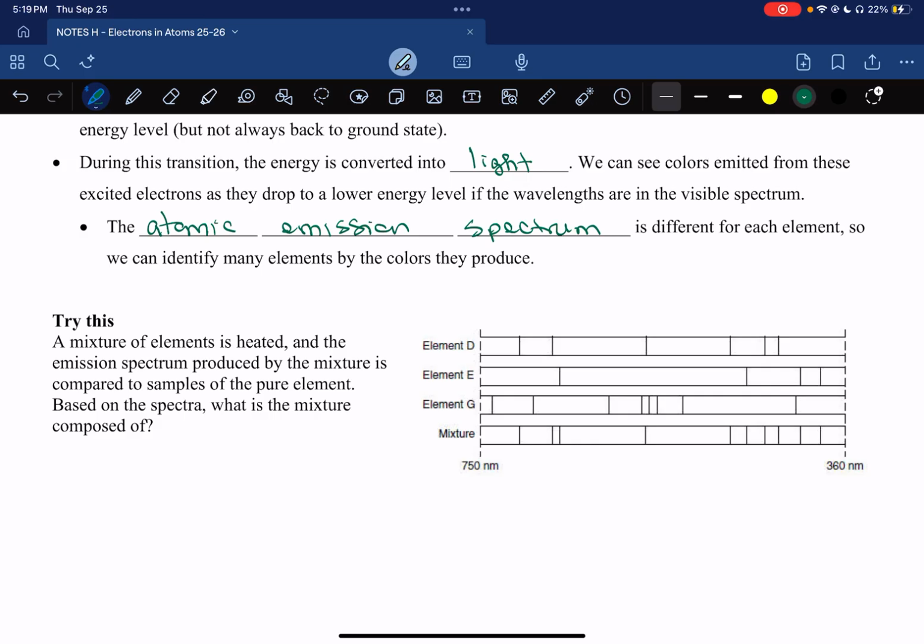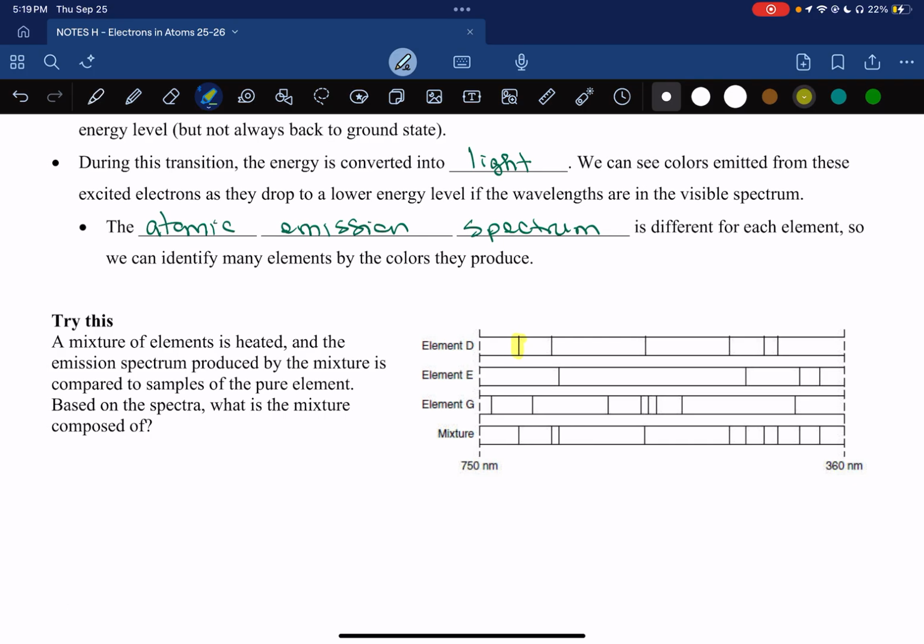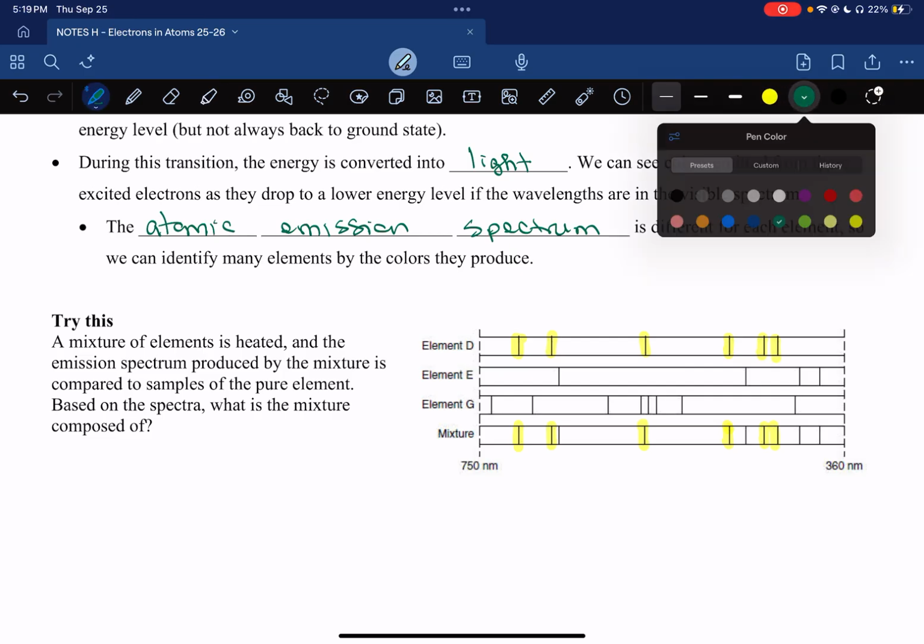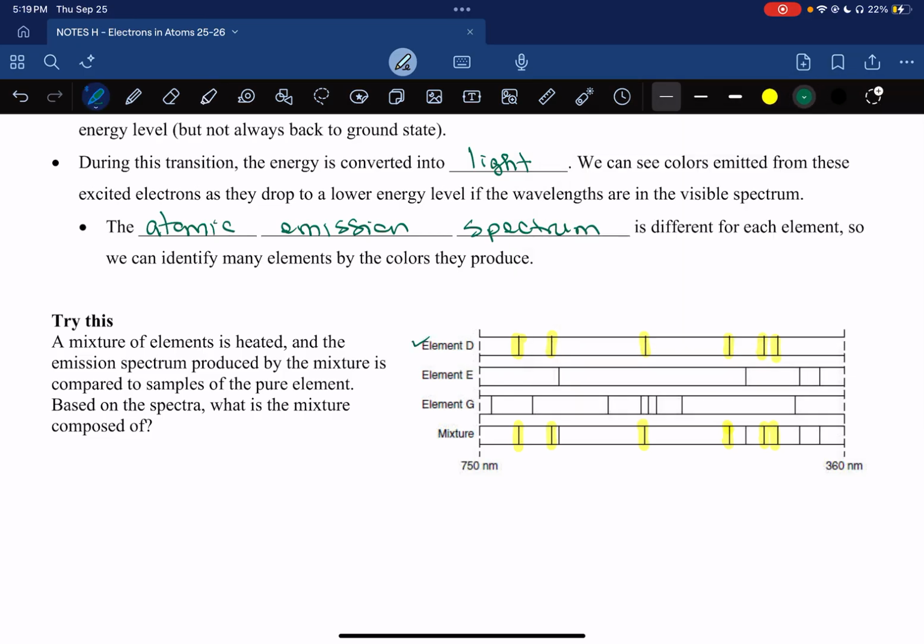So let's look at element D. I'll just get my highlighter here. This is the first print, the spectral line, and it's coming in somewhere a little under 750 nanometers. And we do have one right here. Then we have this one, and this one is present right here. So far, so good. Here we have this one, it's present right there. We got this one, it's present right there. And it just keeps going here. So I would say that this one is present. This one is definitely in our mixture.